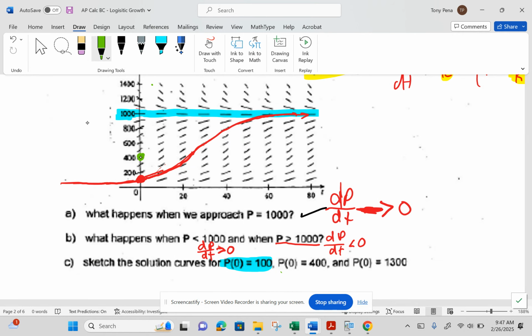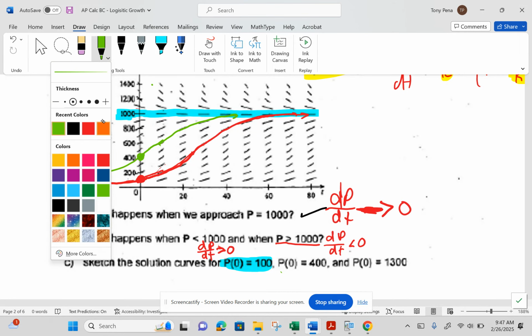So 0, 400 kind of looks like this. Now that this is a little bit closer to your carrying capacity, this is not going to be exponential for hardly at all, because we're going to turn pretty quickly and start to level off towards your carrying capacity right away.